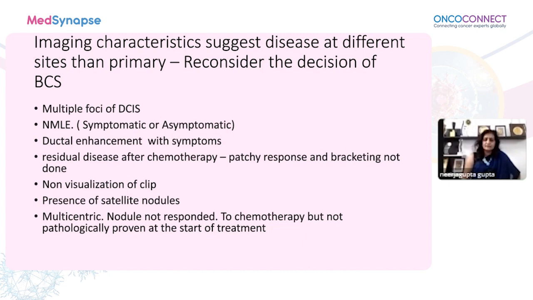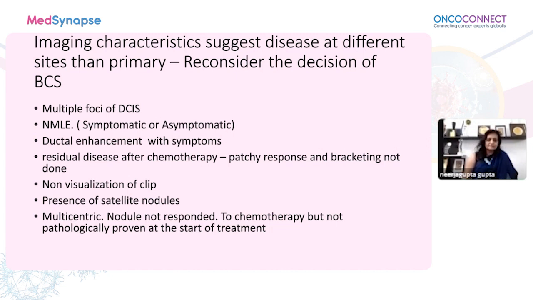Again, as I said, the non-mass enhancement is very well seen on MRI. These patients will most likely be the ones with NMLE, and once the radiologists see the NMLE, they will be able to predict which kind of NMLE, whether it is really considerable. If it is considerable, then definitely this is the area which needs to be excised as well. So you can go ahead with BCS if you are able to include that area with a normal margin.